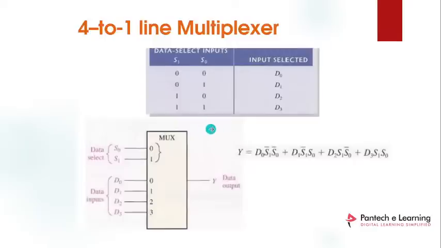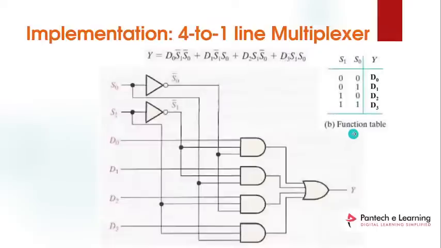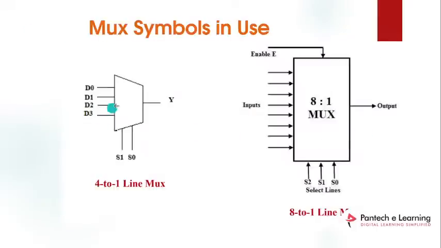And then we can see here the 4 input 1 output mux, 4x1. A 4 input 1 output multiplexer needs 2 selection lines. Based on the selection lines we can get the data. If both selection lines are 0, we get the first line as output, like this only.